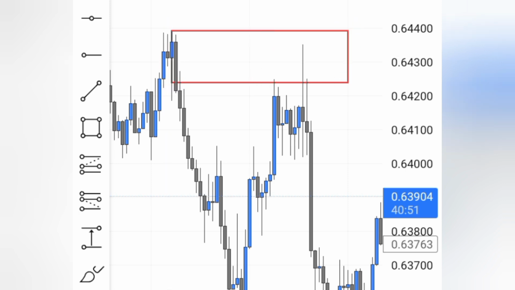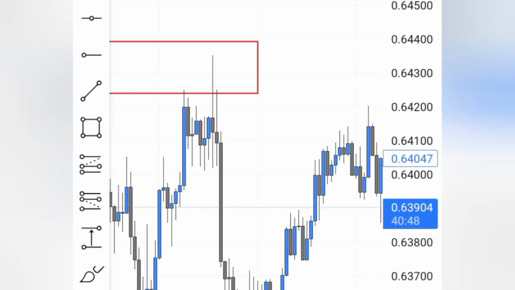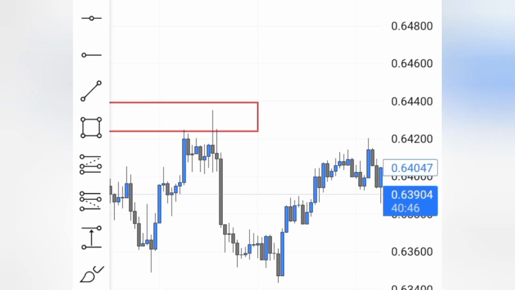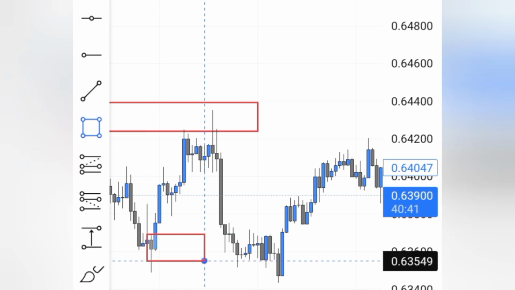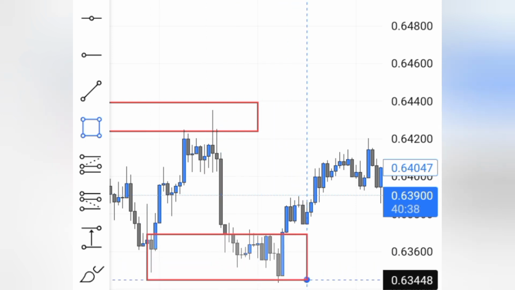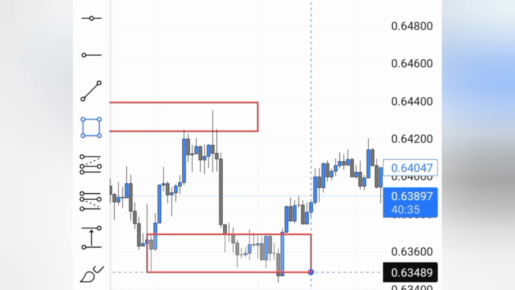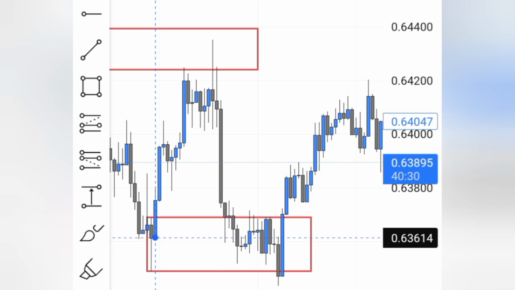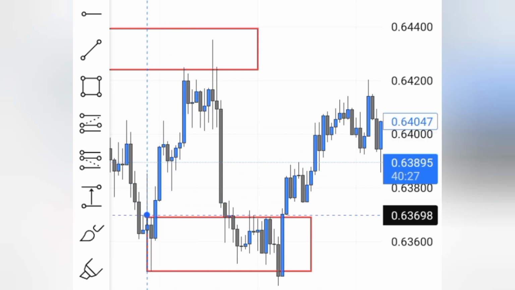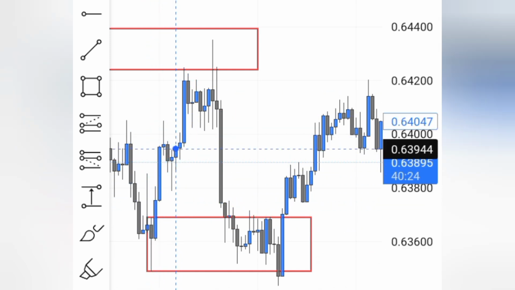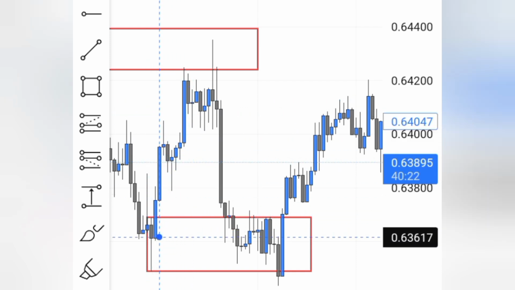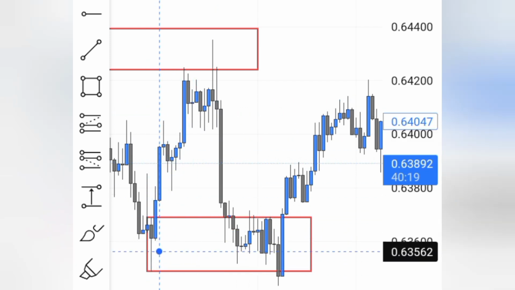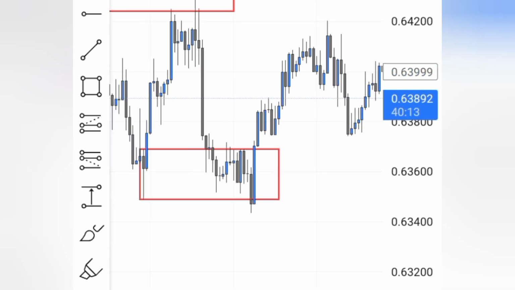Okay, so now you can see here also, this one right here is an order block. Why is that an order block? Because of this move right here. There was this significant move to the upside, and they left orders. The institutional traders always leave orders behind, in which they come back and buy again.